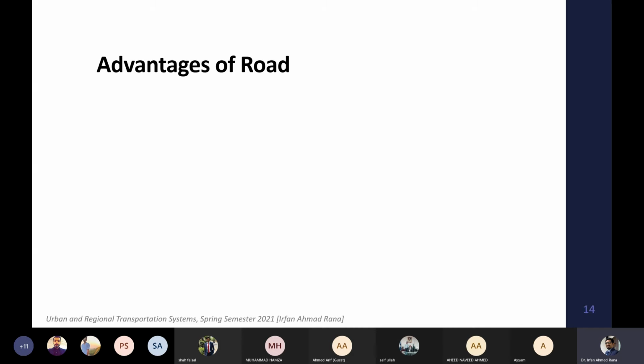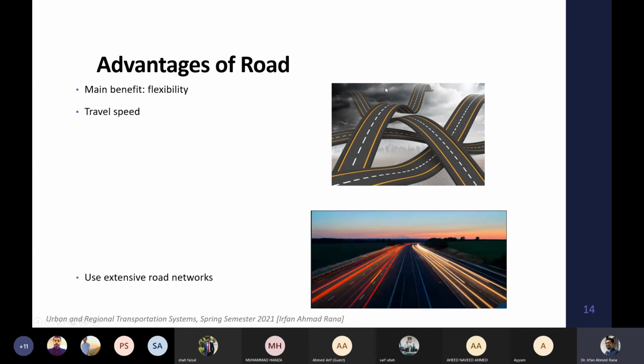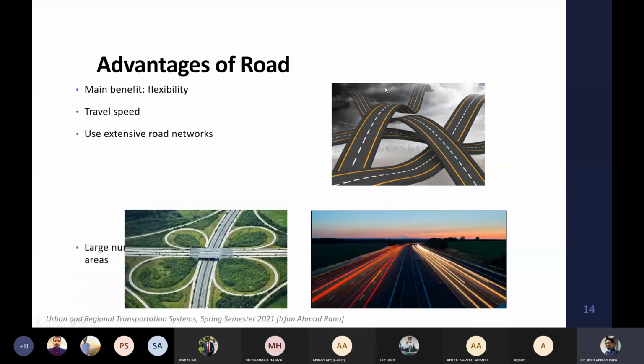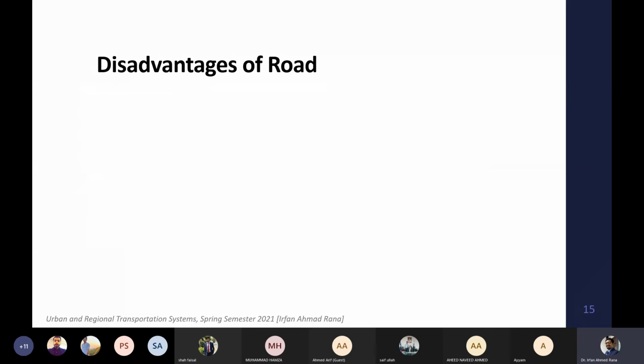Okay, so now you have provided some very good advantages of road: it's flexible, it's cheaper, its speed is good, it's convenient. So those are the main advantages of the road network. What are the disadvantages now? Everyone said the advantages. Let's talk about the disadvantages. What are the drawbacks of using this type of transport?